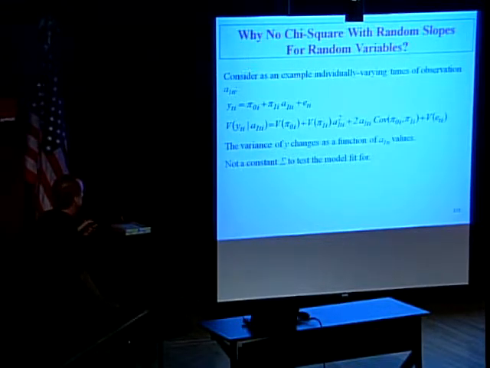Well, consider as an example individual varying times of observation. So A1T is our old XT. But note here now that we have XTI, and it's the I that creates the individually varying times of observation.